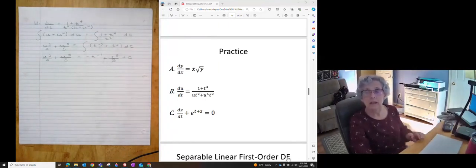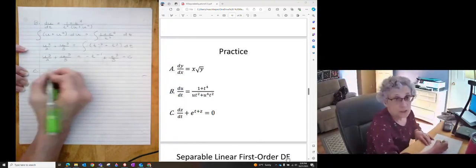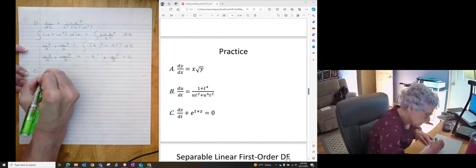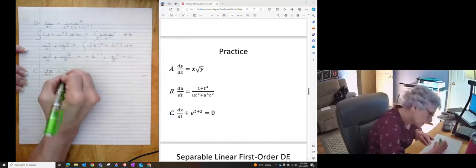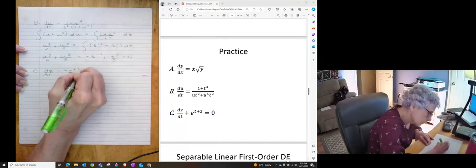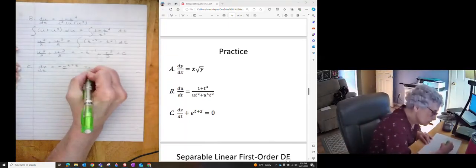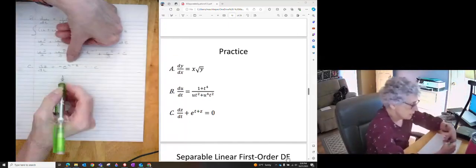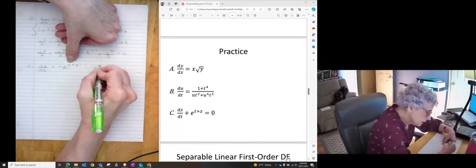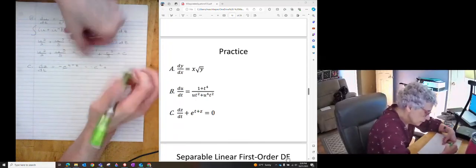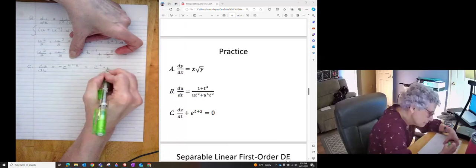The next one, similar. You're going to have to manipulate it a little bit in order to separate it. First thing is pretty obvious: dz/dt. You're going to subtract e to the t plus z from both sides. Then you're going to have to recognize laws of exponents. e to the t times, not plus, times e to the z.